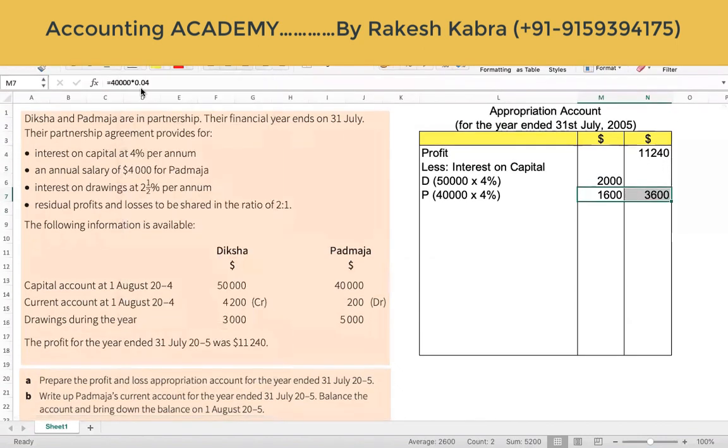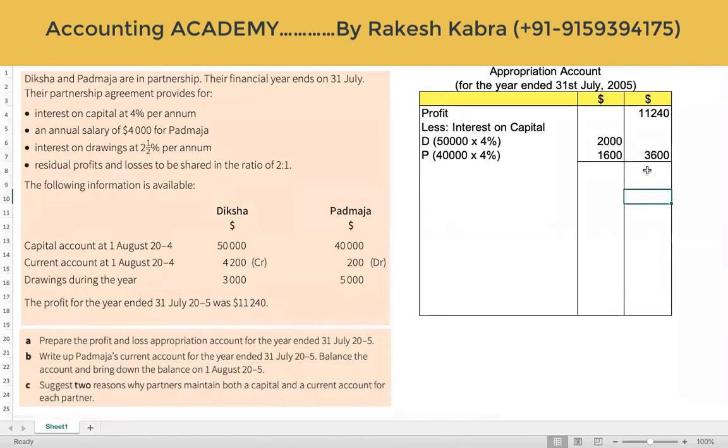3,600. It means out of 11,240, $3,600 is utilized to allow interest on capital. Now what is the leftover profit? $11,240 minus 3,600, so the remaining profit is $7,640. We have followed the first rule. Now what is the second rule? An annual salary of 4,000 for Padmaja, only for Padmaja. So again it will reduce the profit.